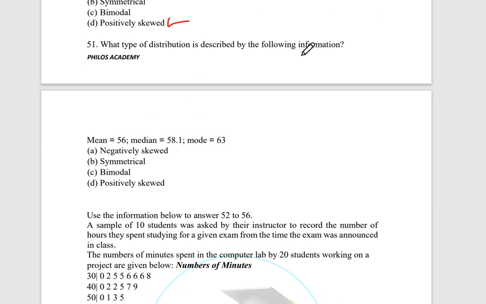Question 51. What type of distribution is described by the following information? Mean 56, median 58.1, and mode 63. Here, the mean is less than the median, which is less than the mode, meaning the mode is greater than the median and greater than the mean. So this is negatively skewed. So the answer for this is A, negatively skewed. Okay, so let's go to the next.